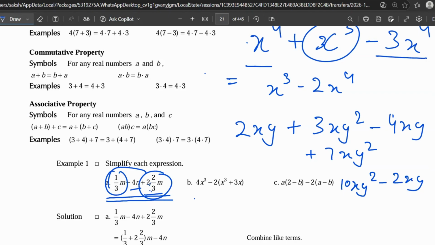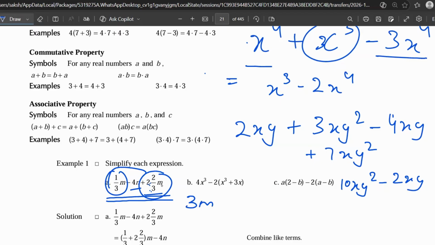2 whole to the power of 2 minus over 3, 7 by 3m minus 4n. Come again. Okay, I just want to know. Okay, you just add the fraction parts, it becomes 3 upon 3, which is 1, so it becomes 3m. Okay, that's going to be your 3m.